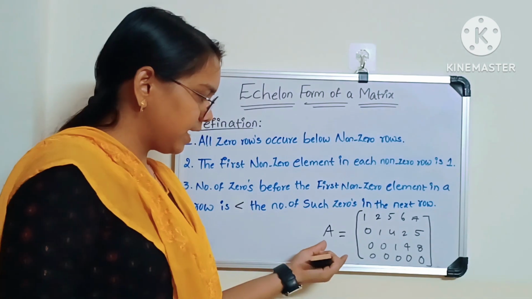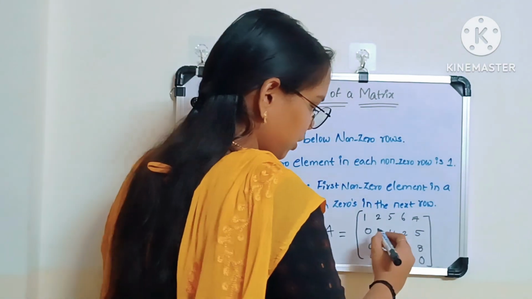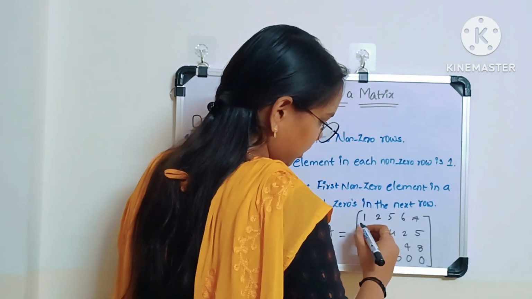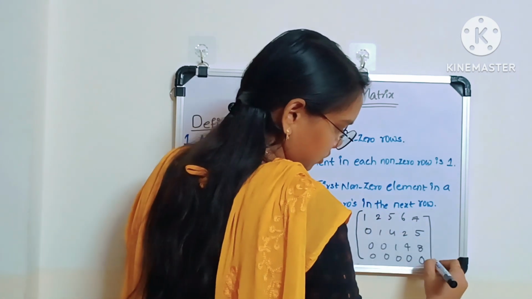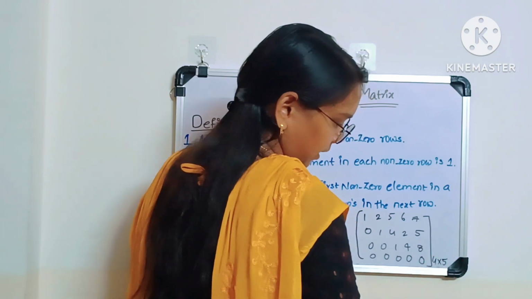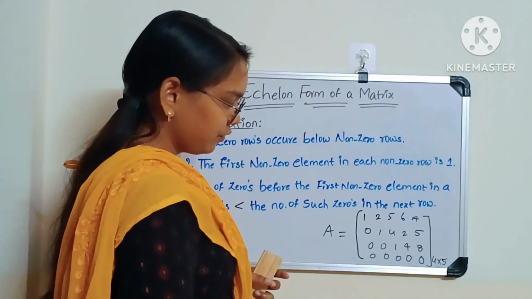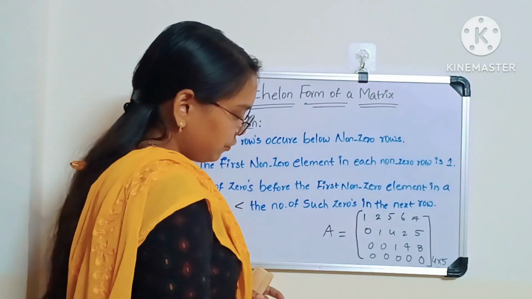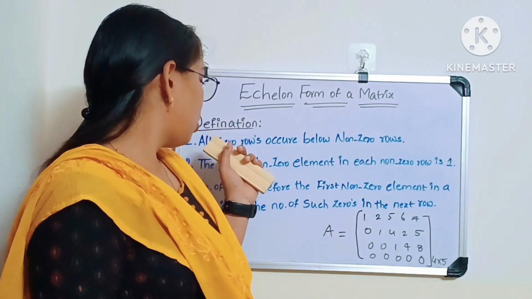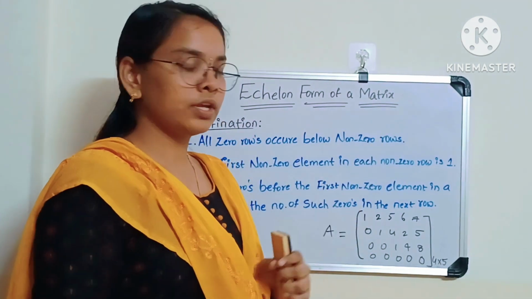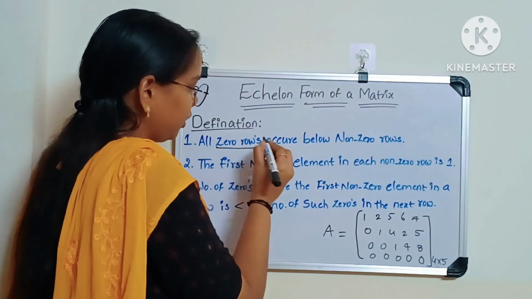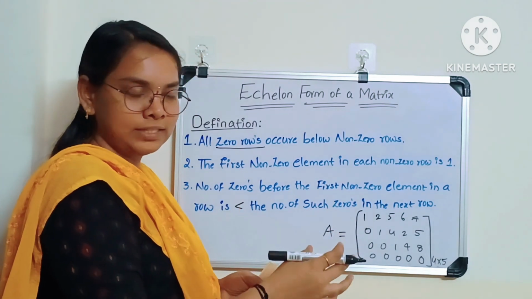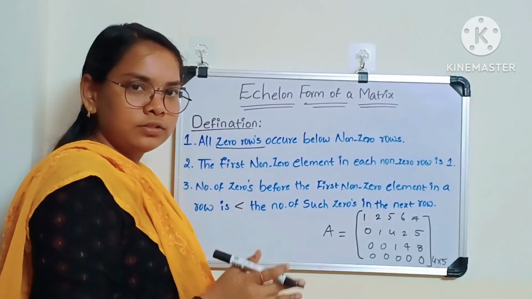In this A matrix there are four rows and five columns, so this is a 4 by 5 matrix. First we will see how many non-zero rows and how many zero rows there are. The first condition says all the zero rows occur below non-zero rows. First we have to know what a zero row means: a row having complete zero elements is said to be a zero row.